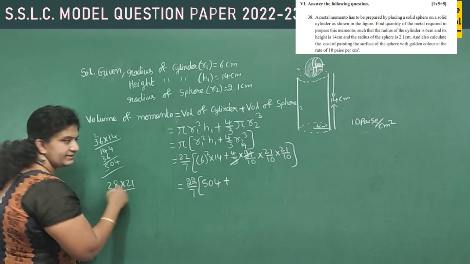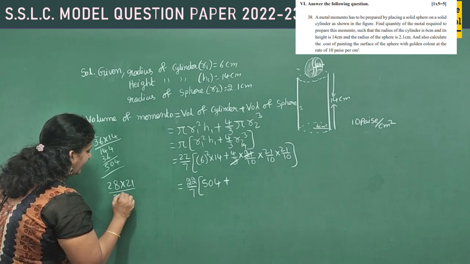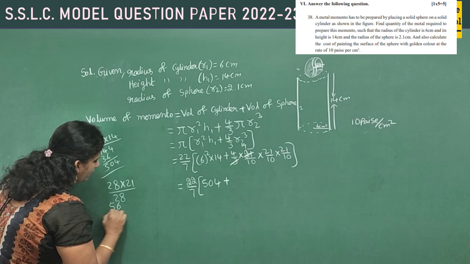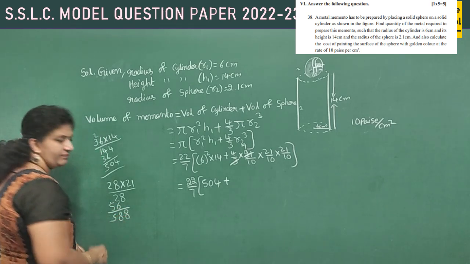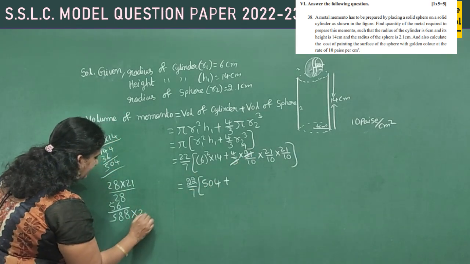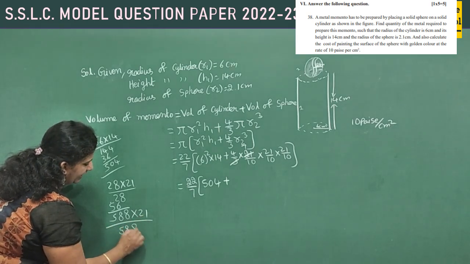21. First, let's do with 121. 28. Then again 2 8s are 16. 2 2s are 4. 5. Okay. 8. 8. 5. Then again with 588, you have another 21. Multiply 21. So this will be 588.